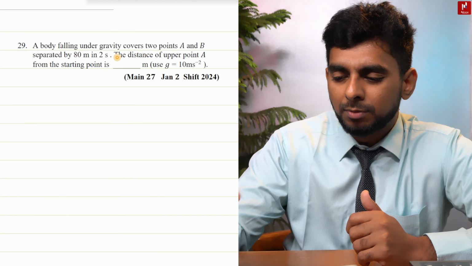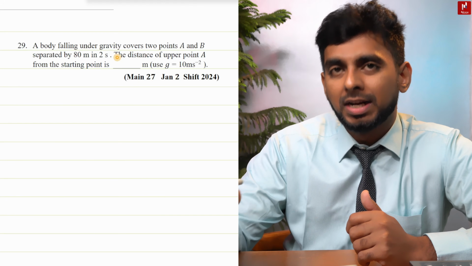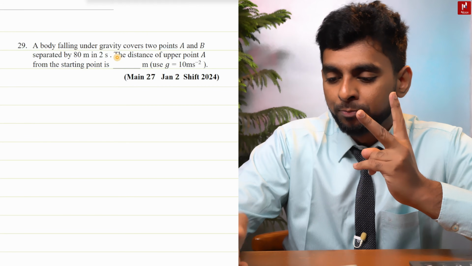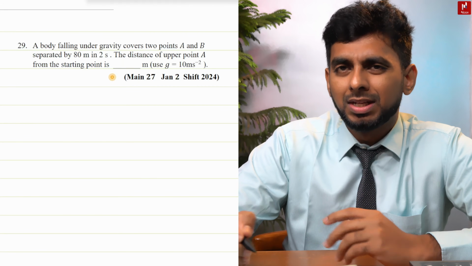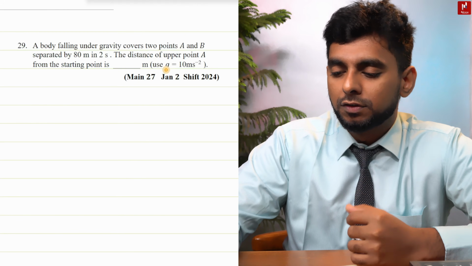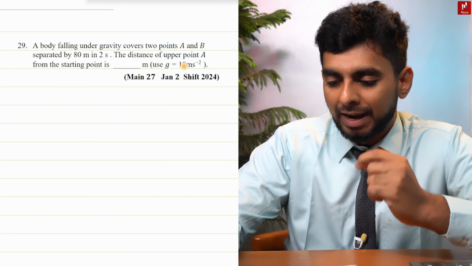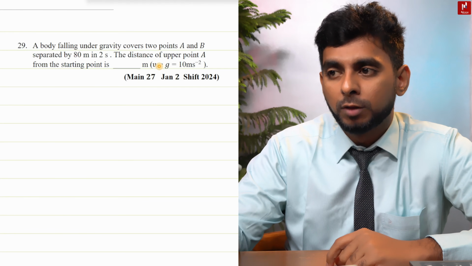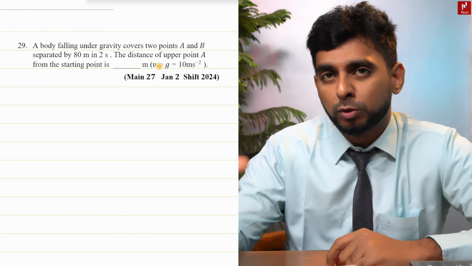It was not in the initial 2 seconds that it was able to cover 80 meters. That's not going to be the case. In between two points A and B of its entire motion, it was able to cover 80 meters, that too in 2 seconds. So that's the hint that they've given in the question. With that, I have to solve it. Then what they're asking us to find is the distance of upper point A from the starting point where it was dropped.